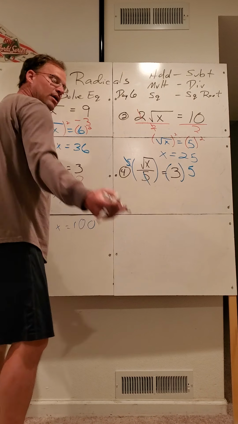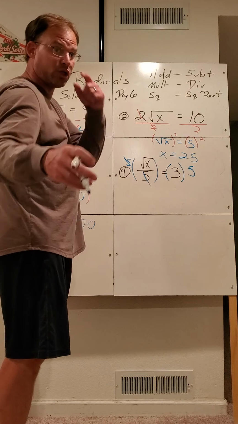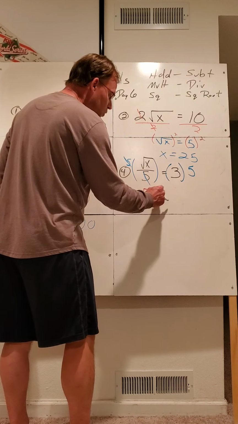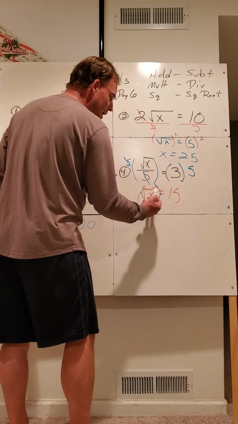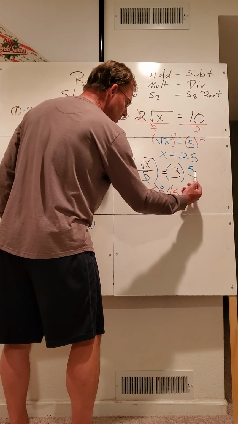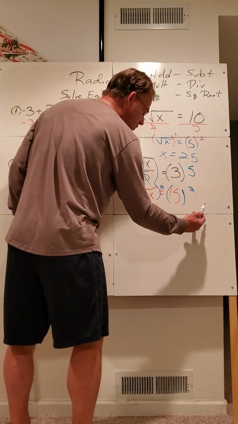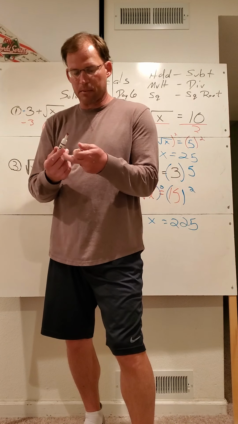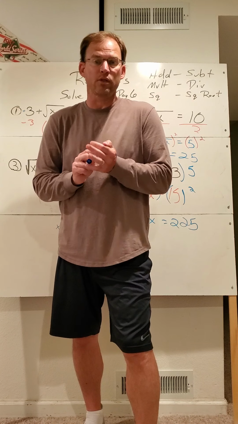Times 5, by. We've talked about this a lot, boys and girls. This should not be new to you. I've got root x equals 15. Square both sides. X is 225. How did I know that? Because I'm cool. And if you practice your math as much as I did when I was your age, you'd be cool too.